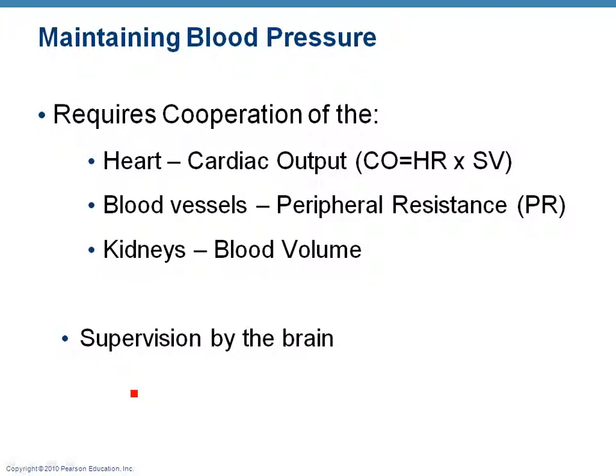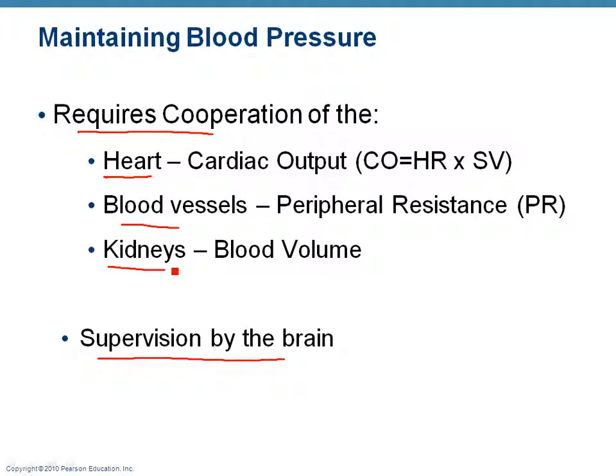Now, how do we maintain our blood pressure? It's going to cycle throughout the day. How do we try to maintain those homeostatic levels? Basically, it requires three things to cooperate. And for these things to cooperate, they're all going to be supervised by the brain. You've got to have your heart playing a role, your blood vessels, and your kidneys.